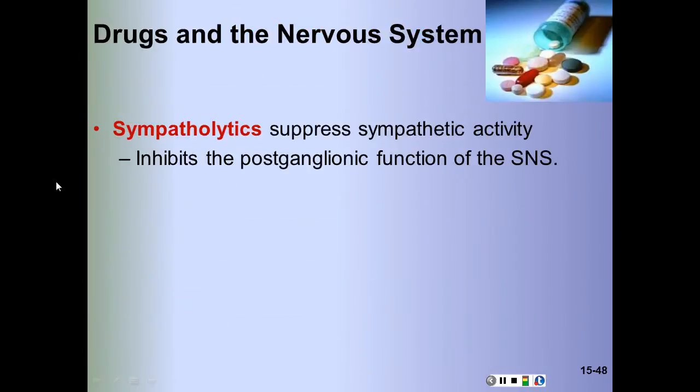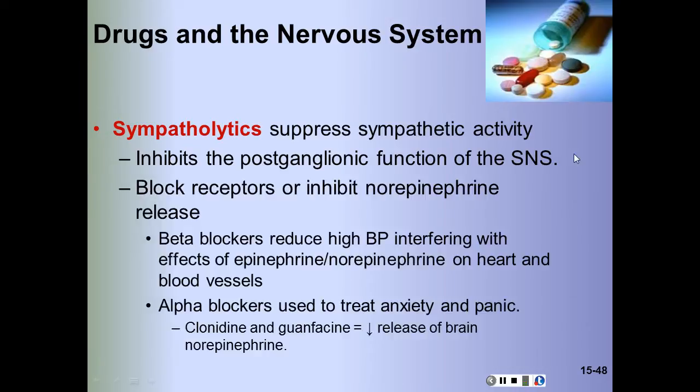Now the second one is our sympatholytics, and they're going to suppress the sympathetic activity. So they're going to suppress all the exciting things, the fight or flight. So they're going to inhibit the postganglionic functions of the SNS, the sympathetic nervous system. They block receptors or inhibit the norepinephrine release.